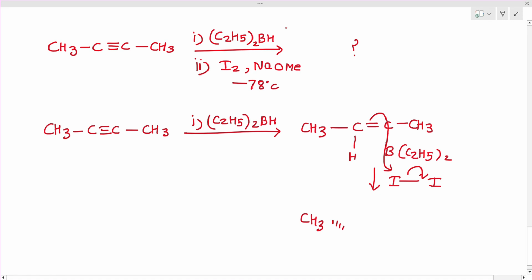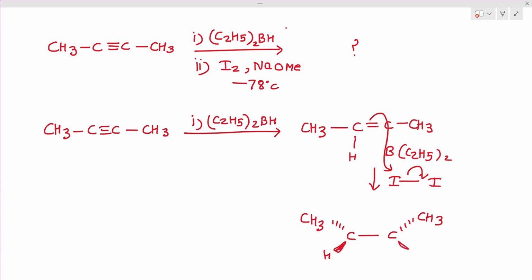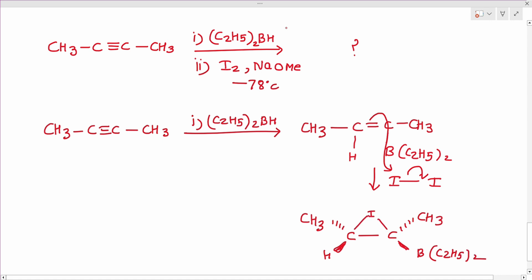Suppose this is below the plane and this is above the plane. And this is below the plane and this is above the plane. Okay, and this is the 3-membered ring with positive charge. Now in the next step, what will happen?